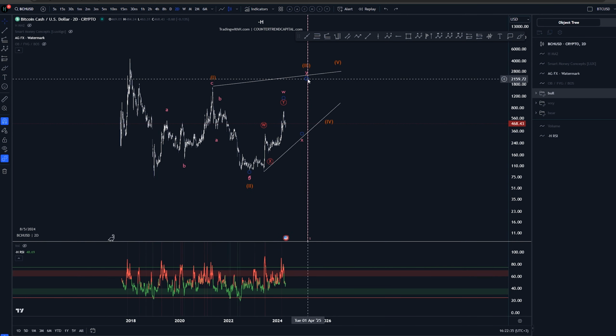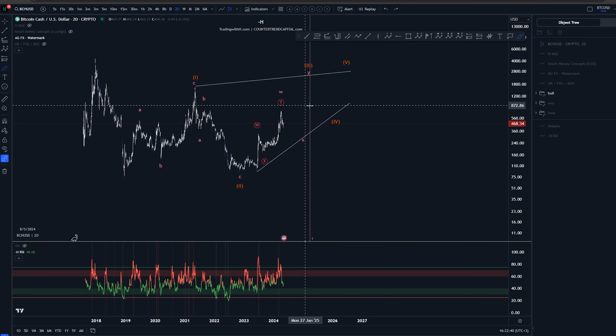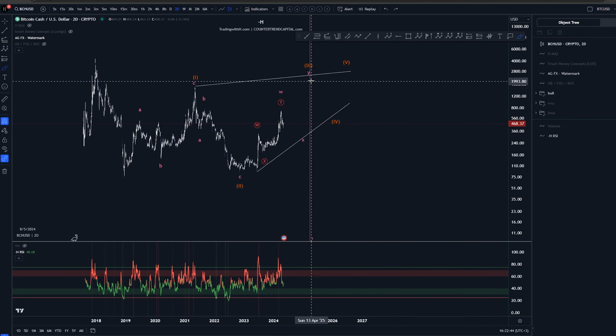But again, only when we take out the highs here, I would be even looking at this at all. And overall, I wouldn't really trade based on this diagonal option at all, because again, it is more rare.